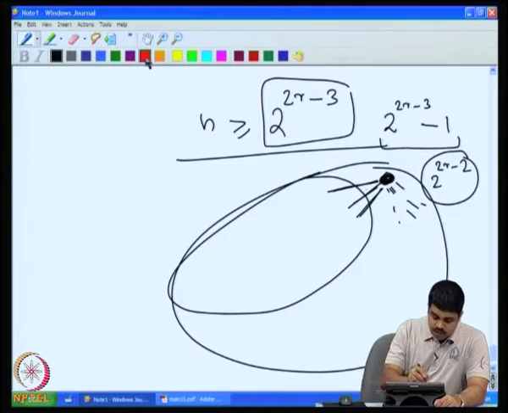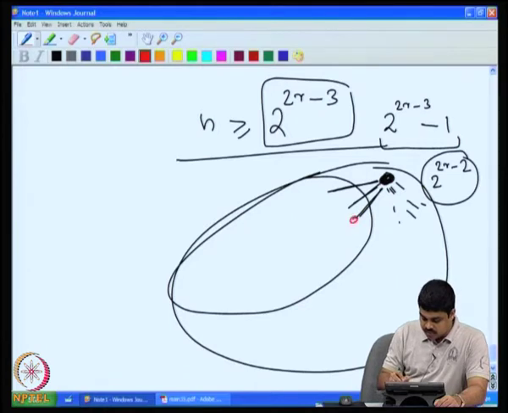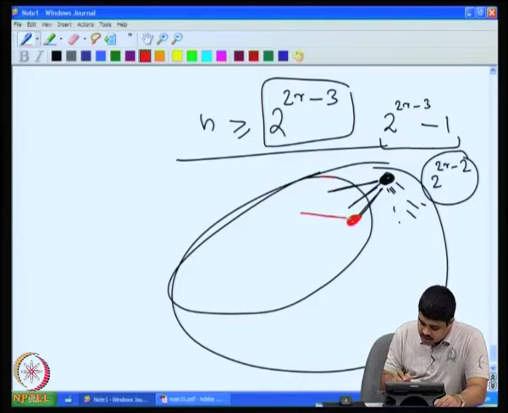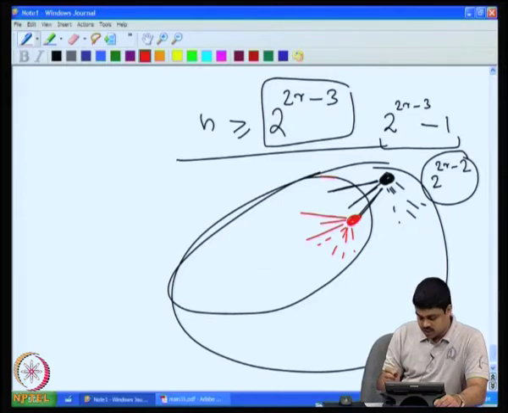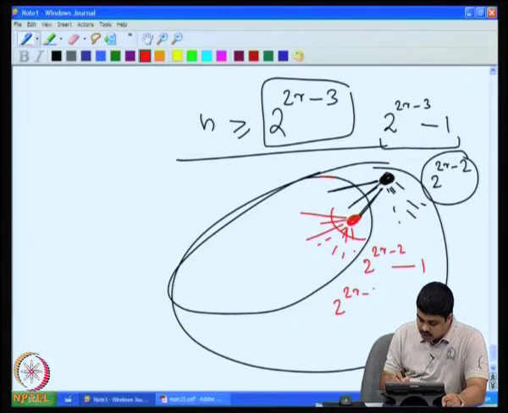And now, from that bigger group, we can pick up another vertex. Then again within this group, we can categorize the vertices into 2, like the ones which are adjacent to it and the ones which are non adjacent to it. Now the remaining vertices are essentially 2 raised to 2r minus 4 minus 1, and in one of the categories we should have at least 2 raised to 2r minus 5 vertices. So we are halving it.